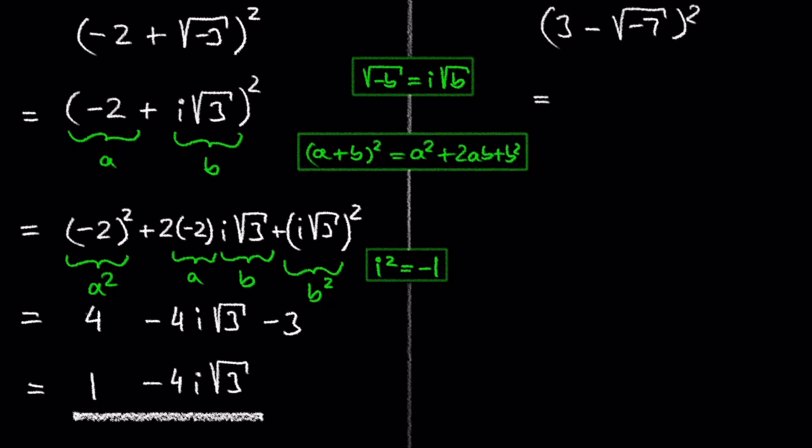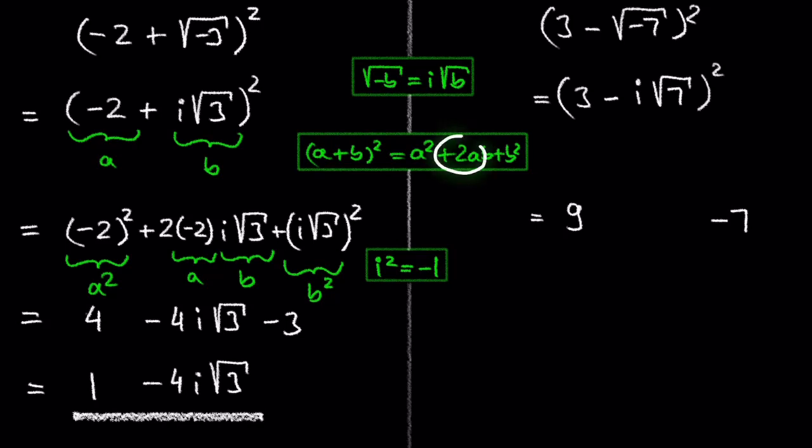I encourage you to pause the video and try this on your own. We rewrite the square root of negative 7 as I times the square root of 7. Then we square the 3, which is 9. And we square the I times the square root of 7, which is negative 7.